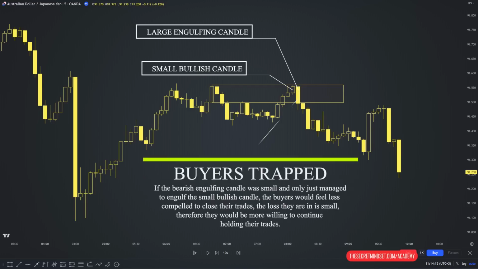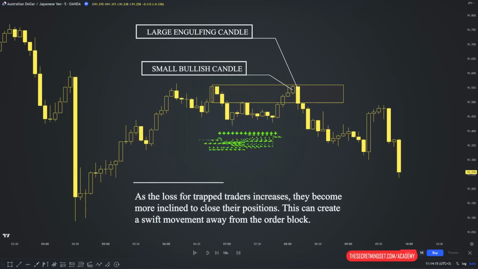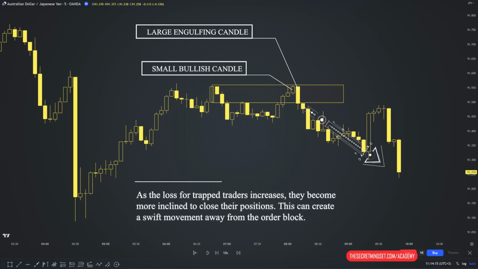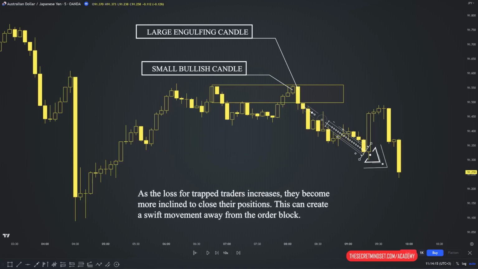If the bearish engulfing candle was small and only just managed to engulf the small bullish candle, the buyers would feel less compelled to close their trades. The loss they are in is small, therefore they would be more willing to continue holding their trades. When the engulfing candle is large, the traders are faced with a much greater loss. And this is the reason these types of engulfing structures tend to work so well. As the loss for traders who have bought increases, they become more inclined to close their positions. This action of closing their losing trades can create a swift movement away from an order block.